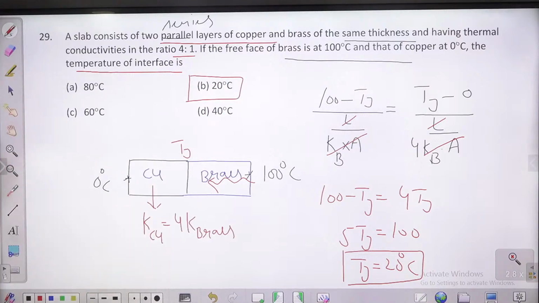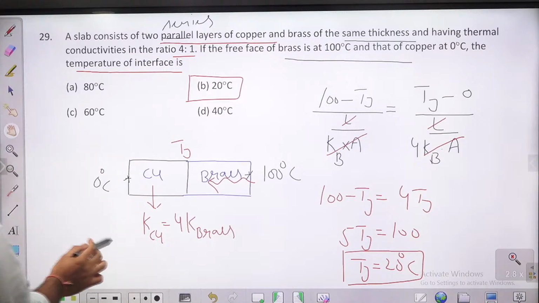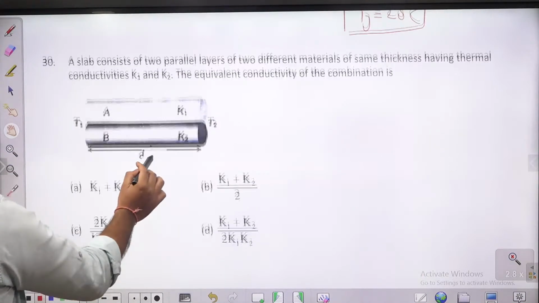Is the right answer. Okay. Option B, 20 degrees Celsius is the right answer. Let us move to the next question. Question 30, guys. Please try to answer this question.